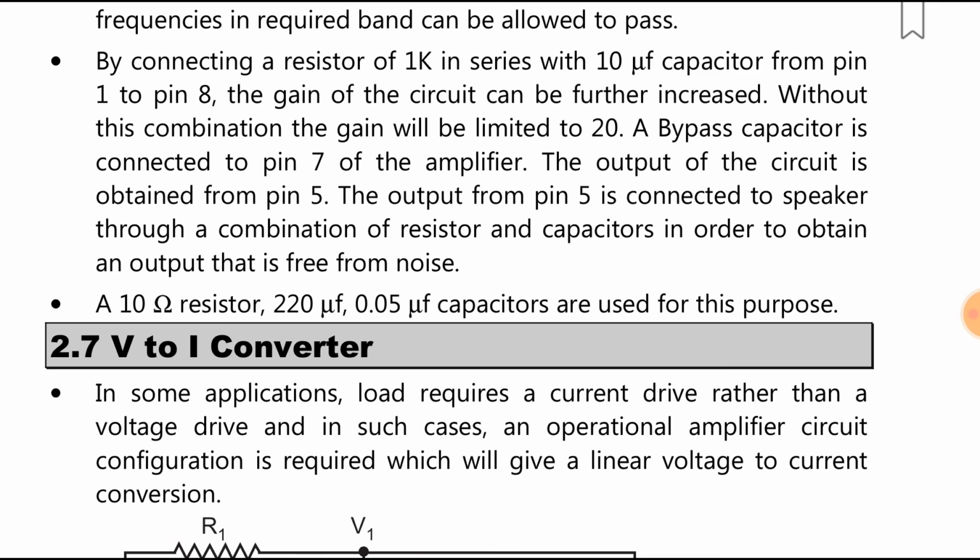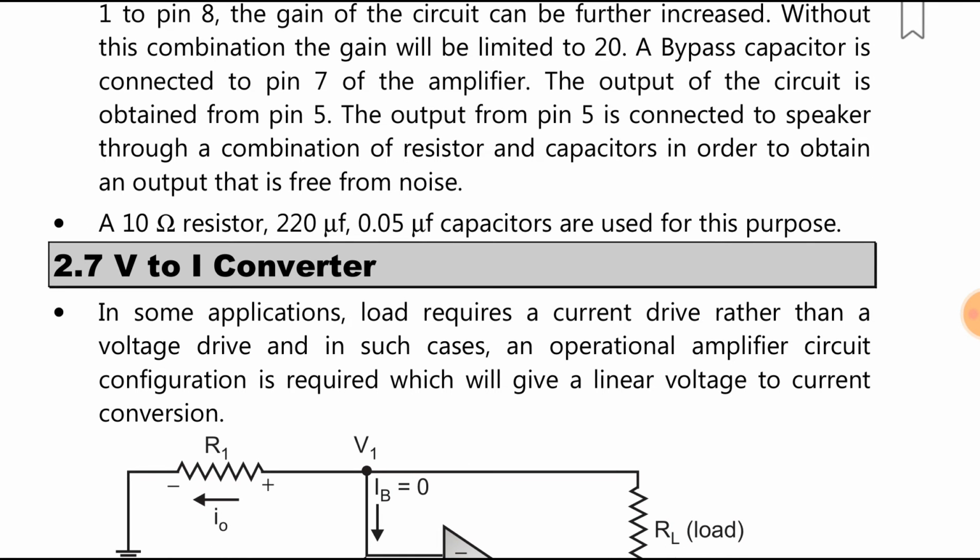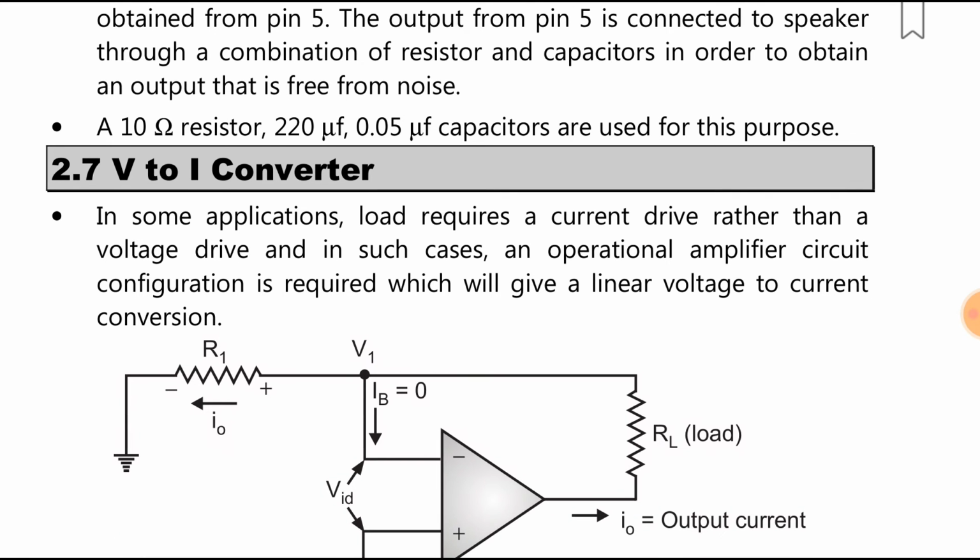Without this combination, the gain will be limited to 20. A bypass capacitor is connected to pin number 7 of the amplifier. The output of the circuit is obtained from pin number 5. The output from pin number 5 is connected to a speaker through a combination of resistor and capacitors in order to obtain an output that is free from noise. So a 10 ohm resistor and 220 microfarad and 0.05 microfarad capacitors are used for this purpose.